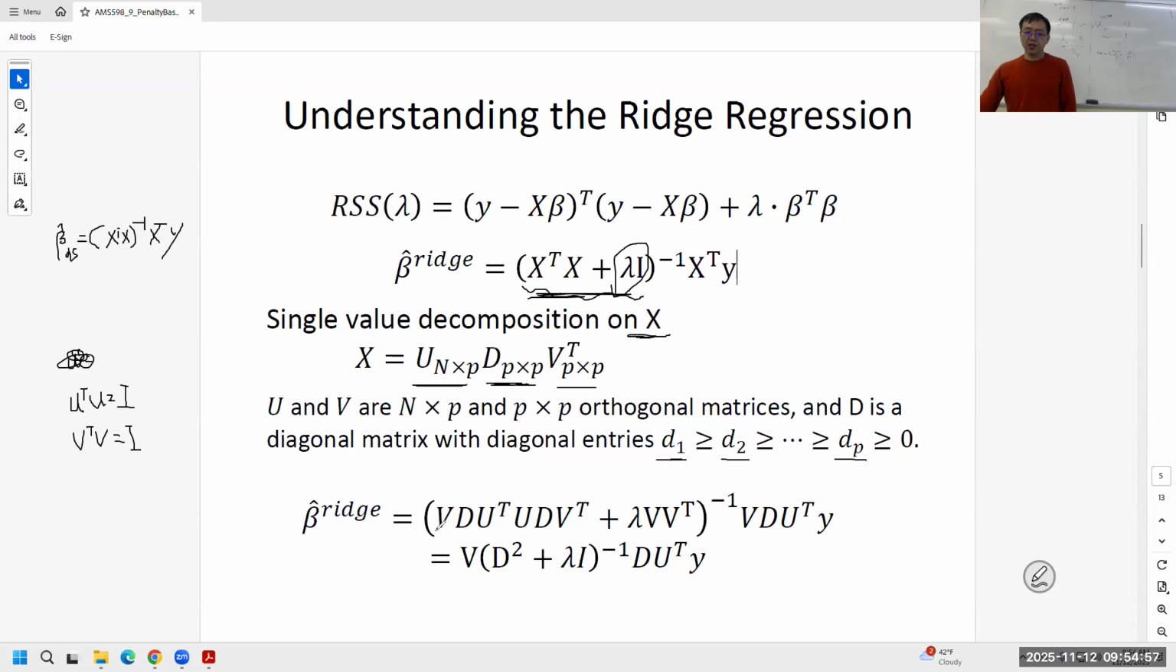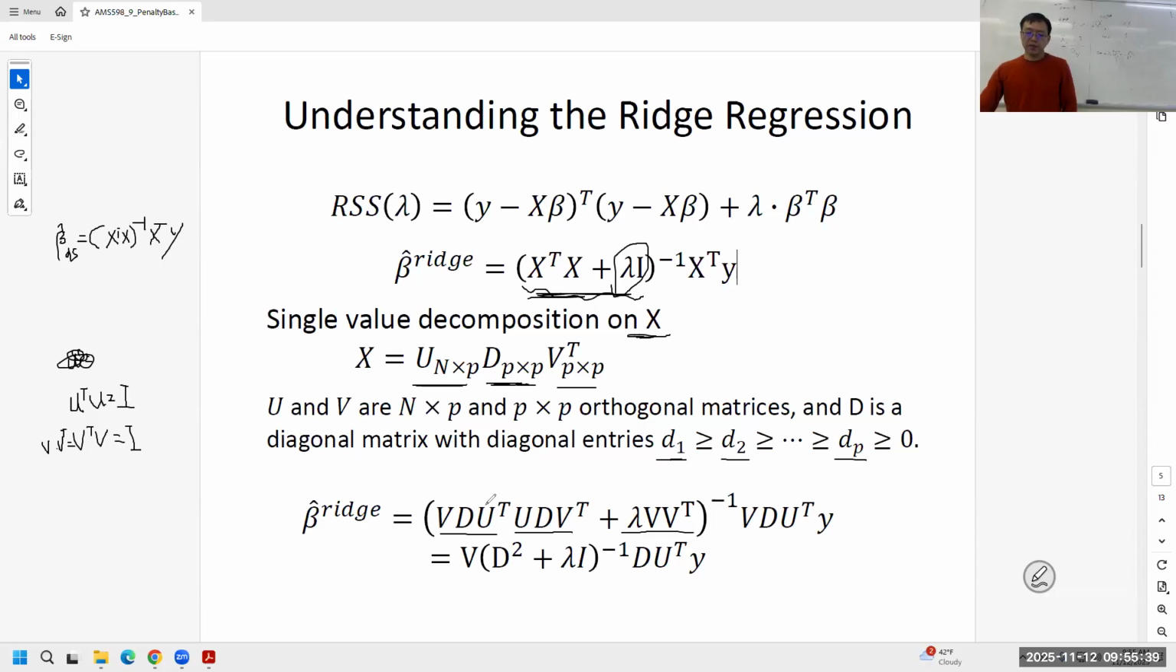What you have here is, X transpose becomes V D U transpose. So this part, X transpose times X, is U D V transpose, right? Plus lambda I. Now I can write I as V V transpose, since V times V transpose is also equal to identity, because V is orthogonal. So inside here we just apply the singular value decomposition. X transpose becomes V D U transpose.